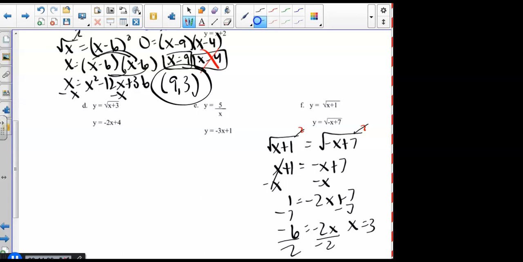Once you get x, you do need to plug it in to get y and see where the two intersect. So the square root of 3 plus 1 is the square root of 4, which is 2. Therefore, my solution here would be (3, 2).